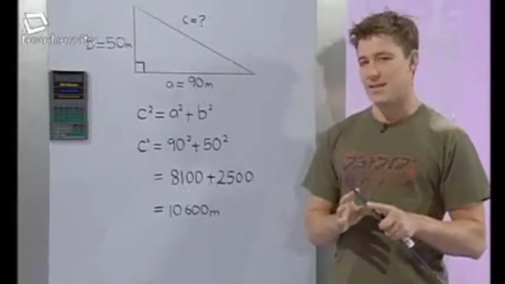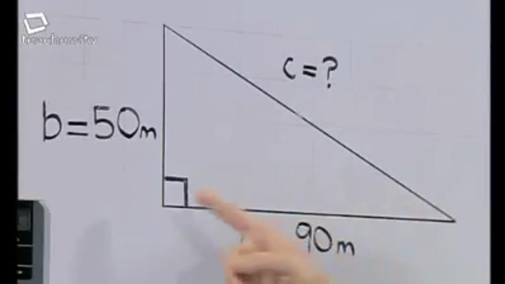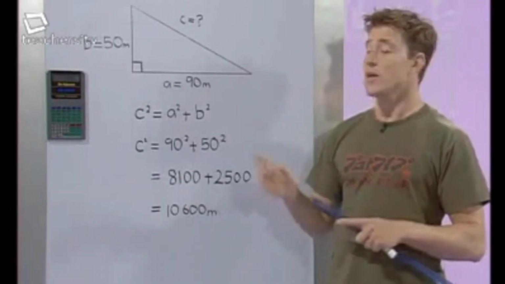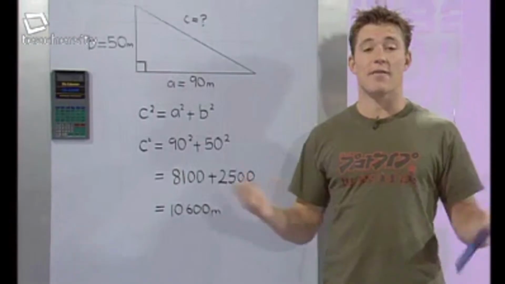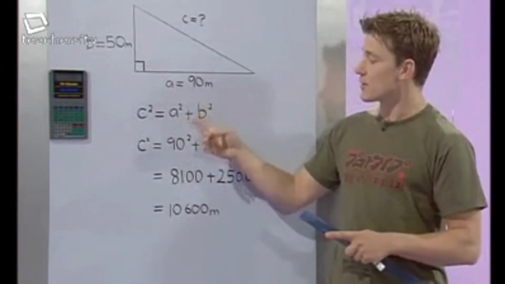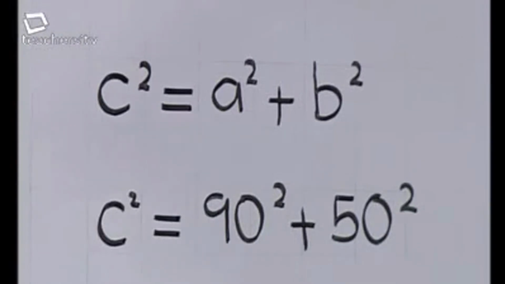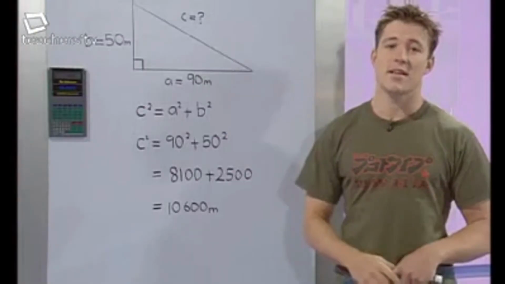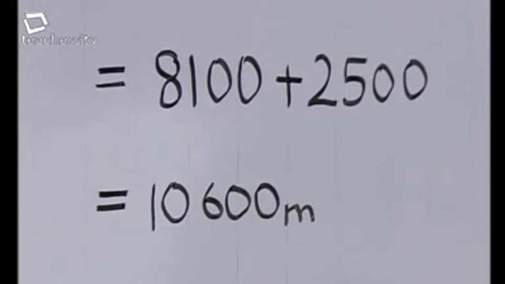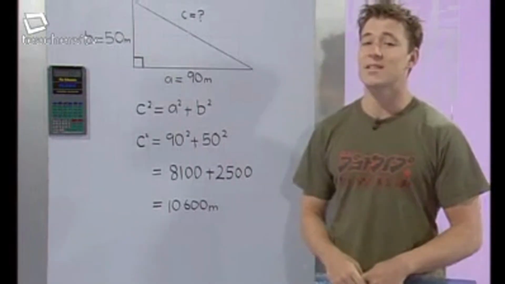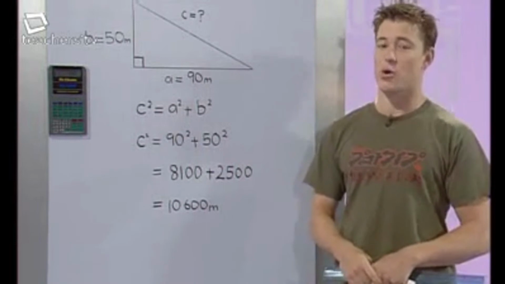The key to answering this is to realise that the man, the cliff and the rope all form a right-angled triangle. The hypotenuse is the length of the rope, so I've labelled that C. I've called the distance from the man to the cliff A, and the height of the cliff B. Now, from Pythagoras' theorem, c squared equals a squared plus b squared, which is equal to 90 squared plus 50 squared, and that's 8,100 plus 2,500. So c squared equals 10,600. The rope needs to be at least 10,600 metres long.